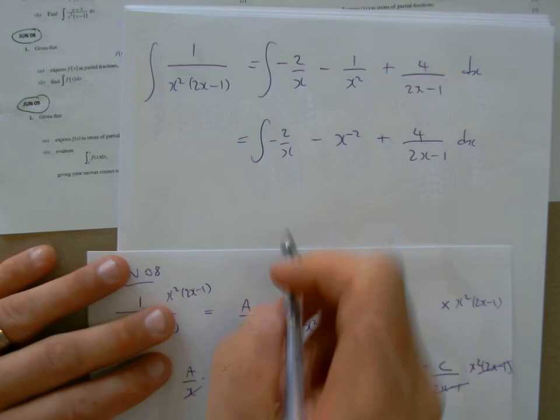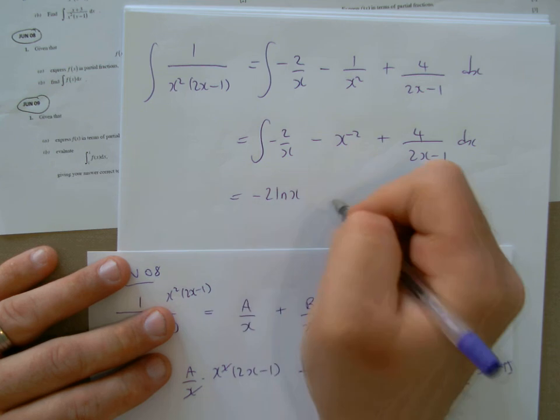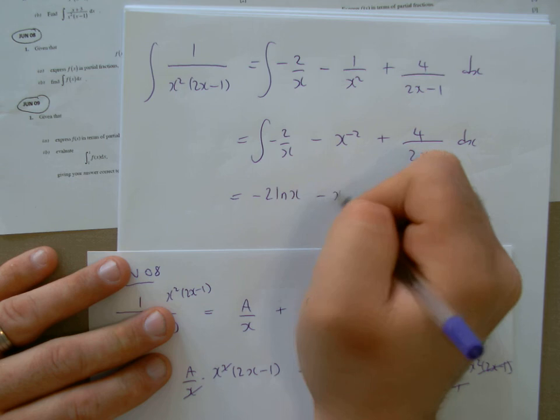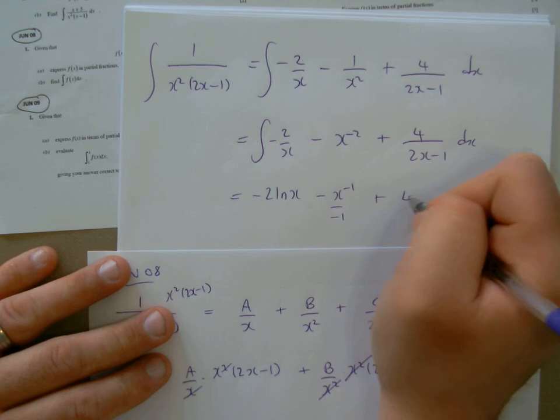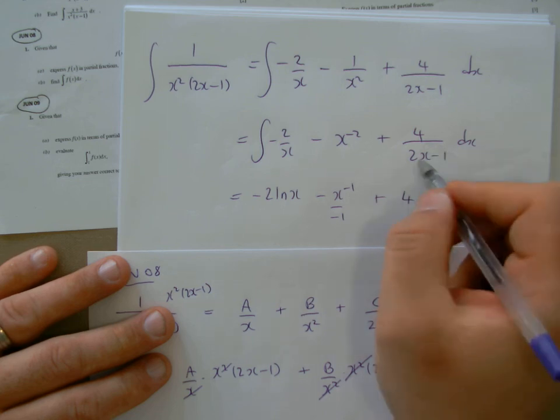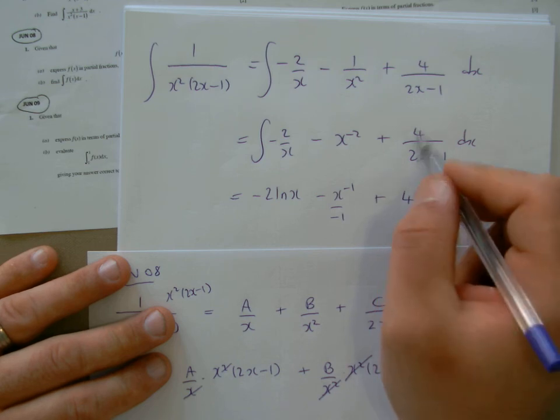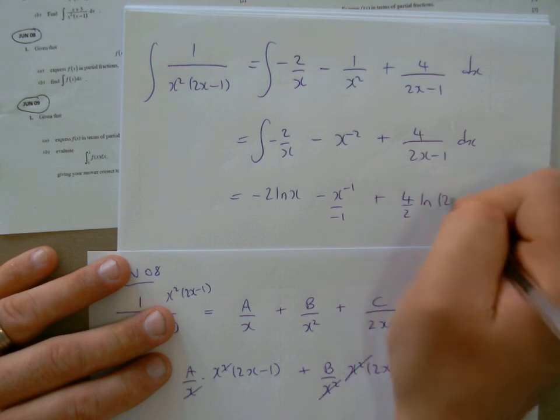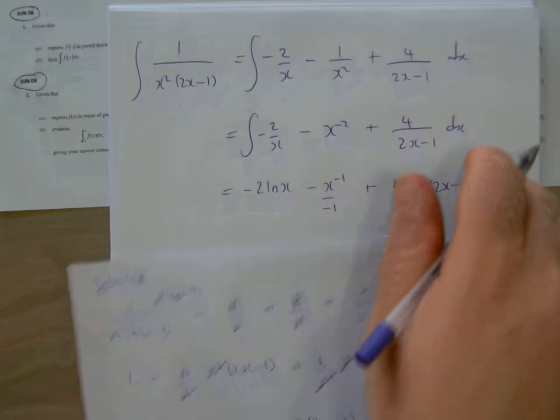So we get that there. When I integrate then, 2 over x gives ln x. Integrate this, add 1 to the power, so that'll be x to the minus 1, divide by the new power, minus 1. And then this will be 4. Now with this ln here, because there's a number in front of the x, remember when you do the ln, you've got to write this as a fraction, 4 over 2, and then ln of all of that. And don't forget you plus c, the constant of integration. You've got to put that in, otherwise you lose a mark.